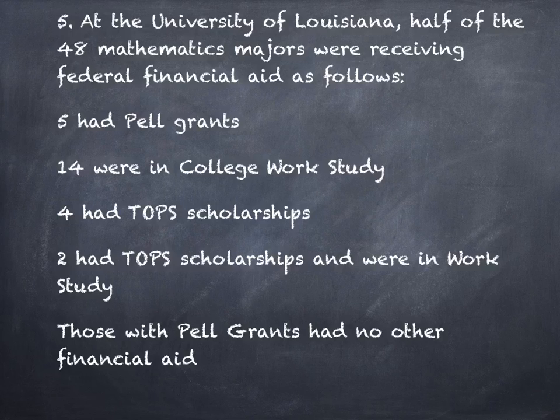Let's read through it, and then I'll answer that question again. At the University of Louisiana, half of the 48 mathematics majors were receiving federal financial aid as follows. 5 had Pell Grants, 14 are in college work study, 4 had TOPS scholarships, 2 had TOPS scholarships and were in work study, and then lastly, those with Pell Grants had no other financial aid. What is different about this problem than the last problem? There are 3 circles, right?